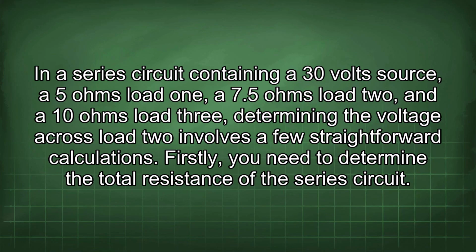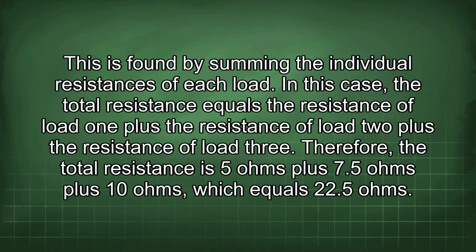In a series circuit containing a 30-volt source, a 5 ohms load 1, a 7.5 ohms load 2, and a 10 ohms load 3, determining the voltage across load 2 involves a few straightforward calculations. Firstly, you need to determine the total resistance of the series circuit. This is found by summing the individual resistances of each load.